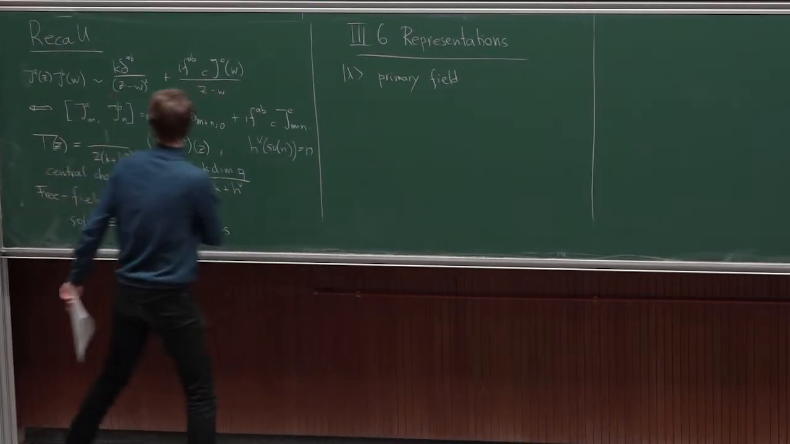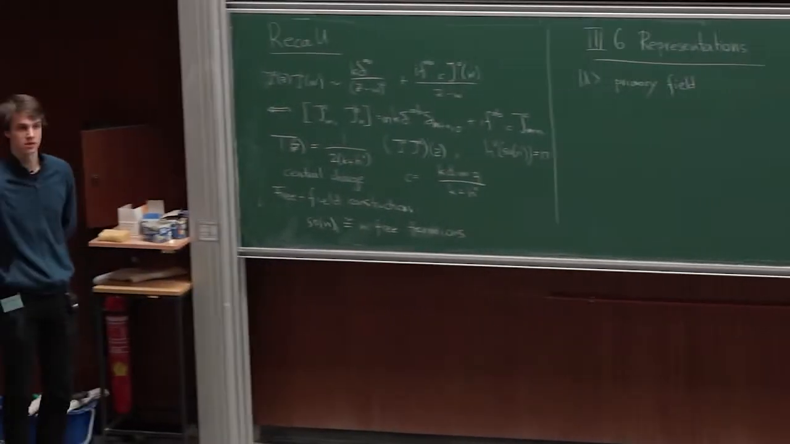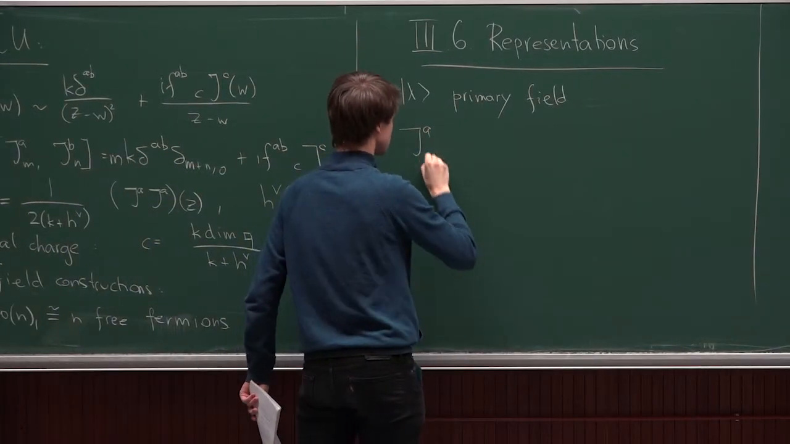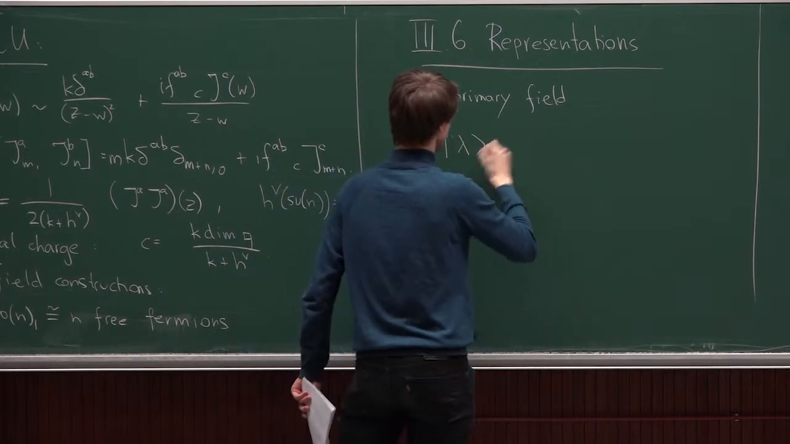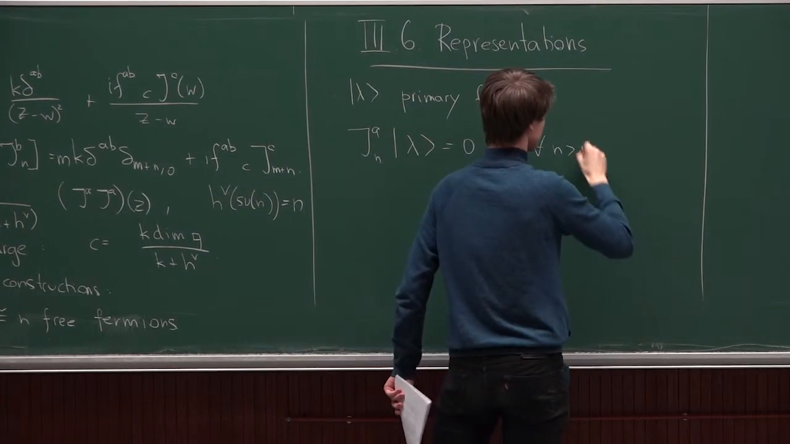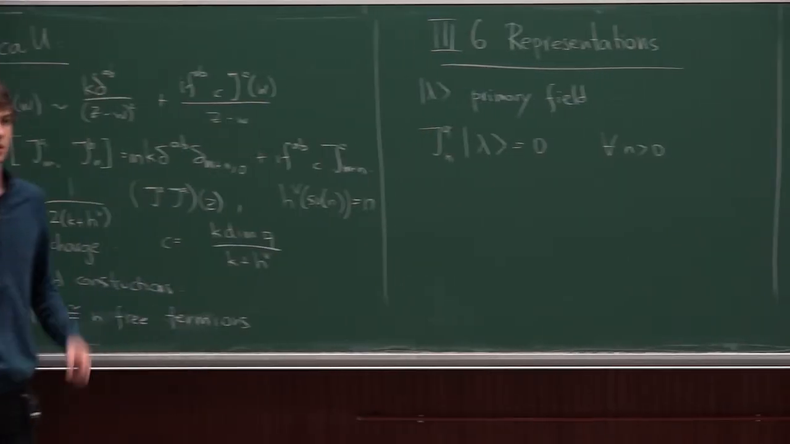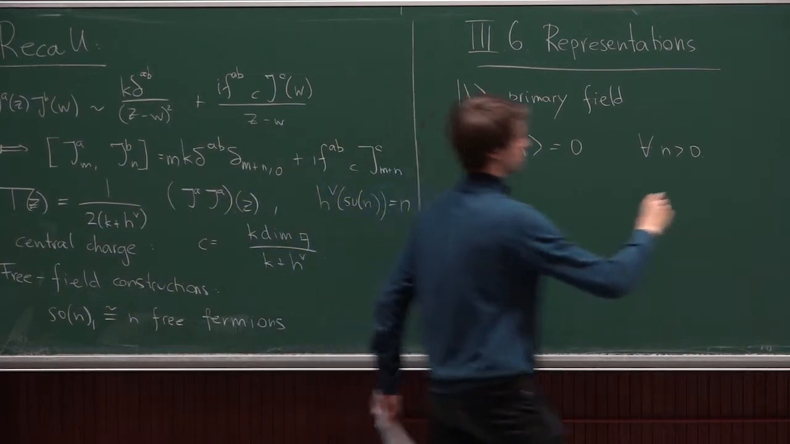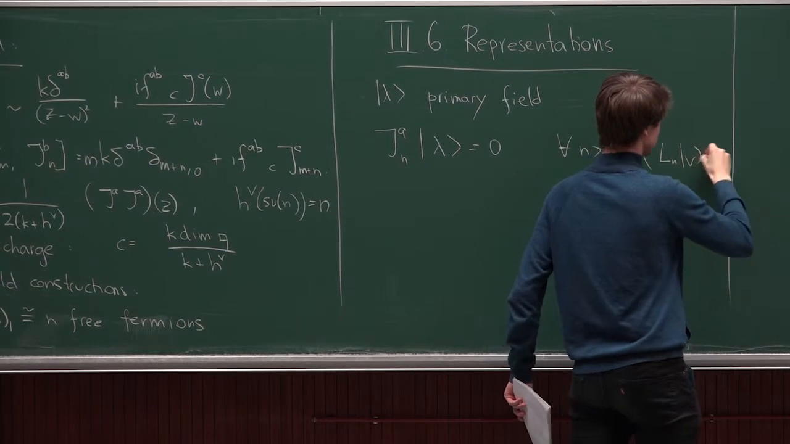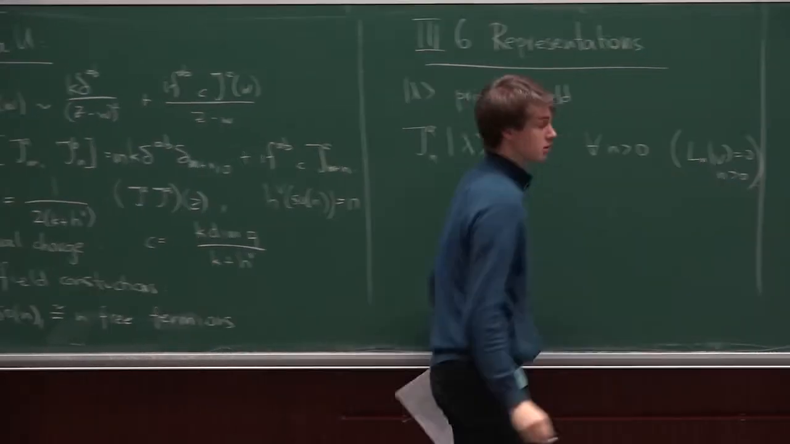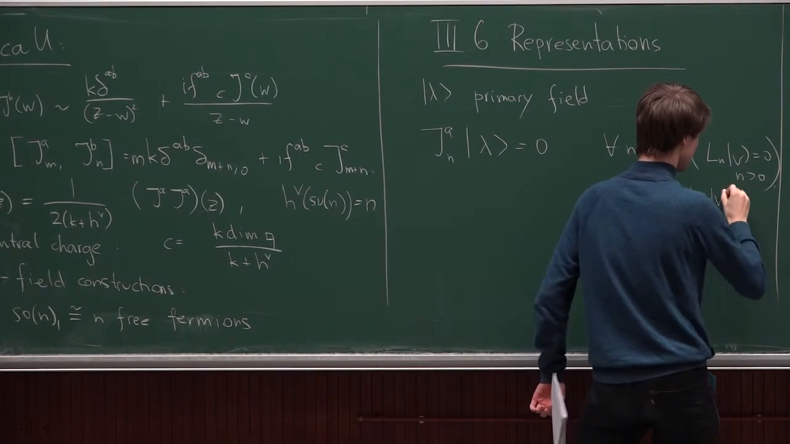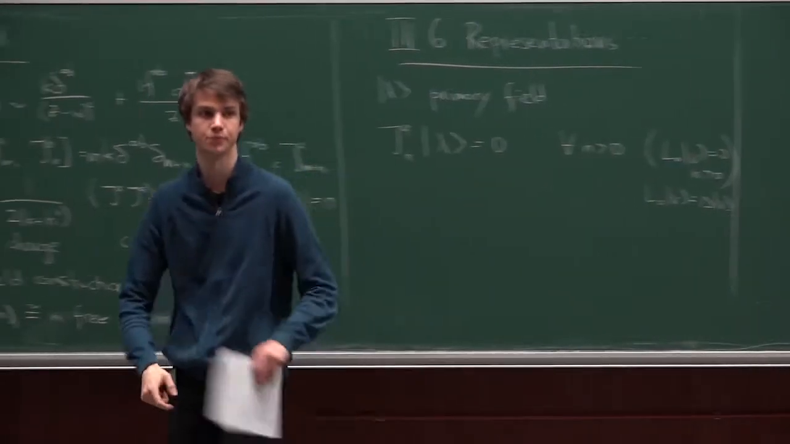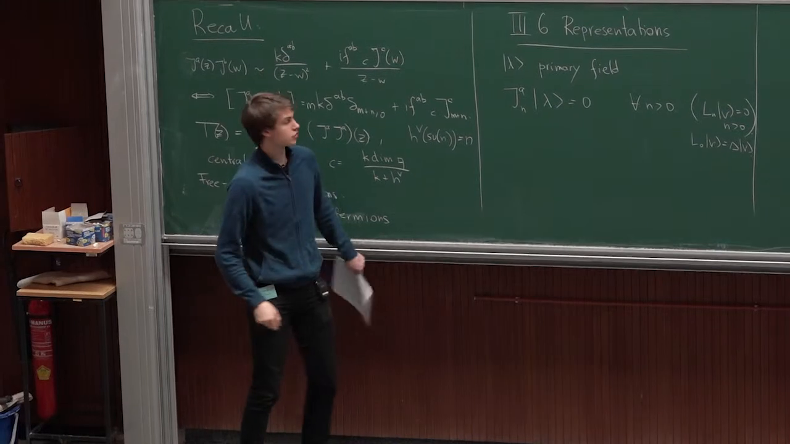So I want essentially the same things he wanted. I want all positive L_n modes to annihilate this state. In particular, it should be Virasoro primary. But now I want something more. I want all positive current modes to annihilate the state, so I want this to be 0 for all n bigger than 0. He also had the condition that L_0 on V could be whatever eigenvalue you wanted, the conformal weight, delta.